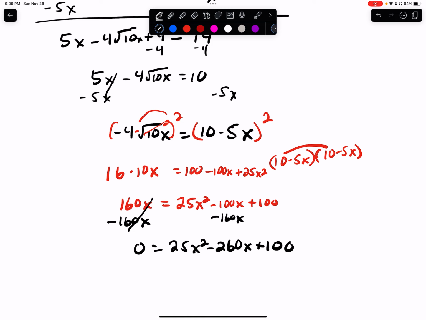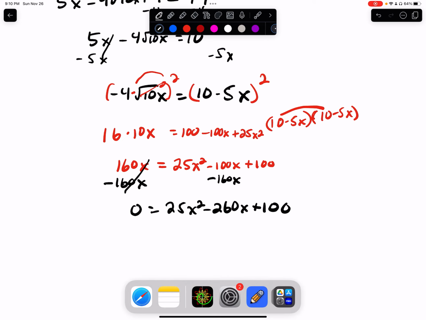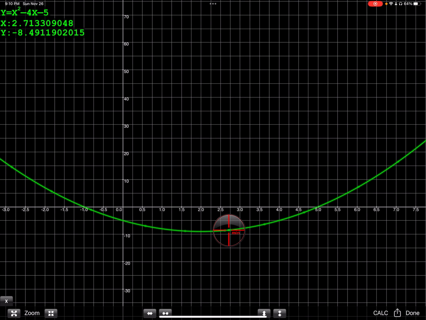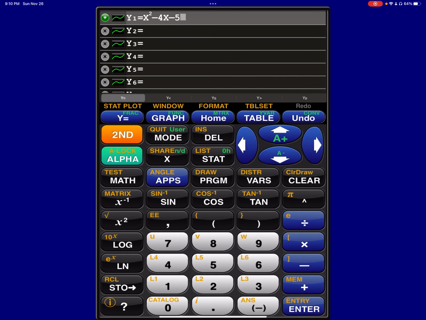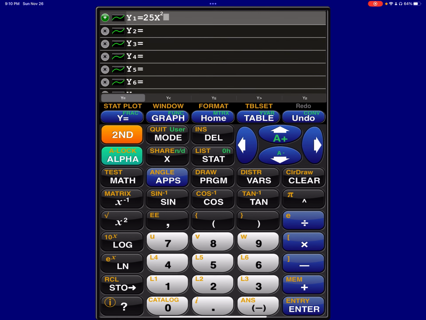Okay, we can use anything we want to solve this. In this particular case, we're going to use the quadratic formula, or we can just use our calculator to find the zeros, or Desmos to find the zeros. In this particular case, let's go ahead and substitute that in the calculator and see if that gives us a value. All right, so I'm going to put that in: 25x squared minus 260x plus 100.